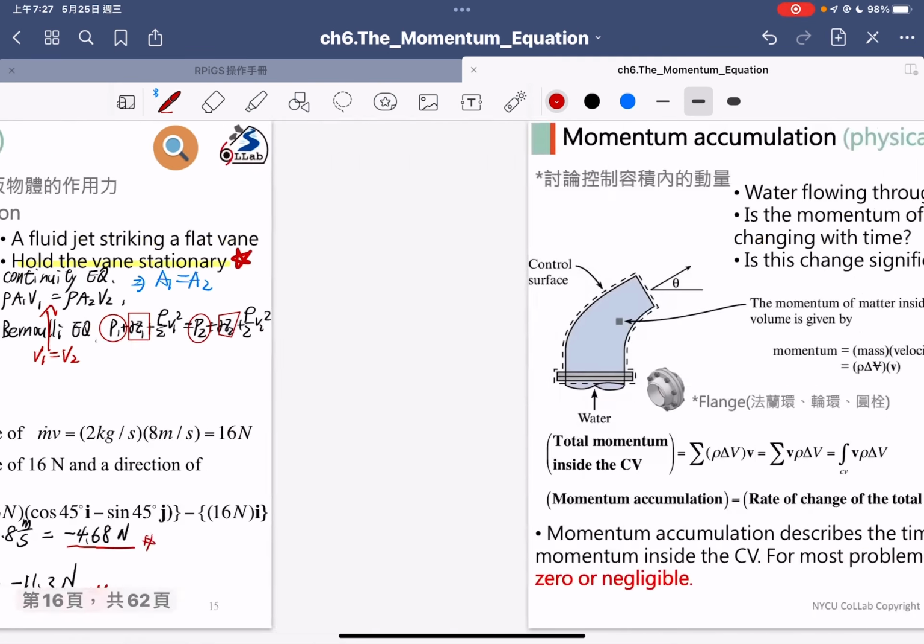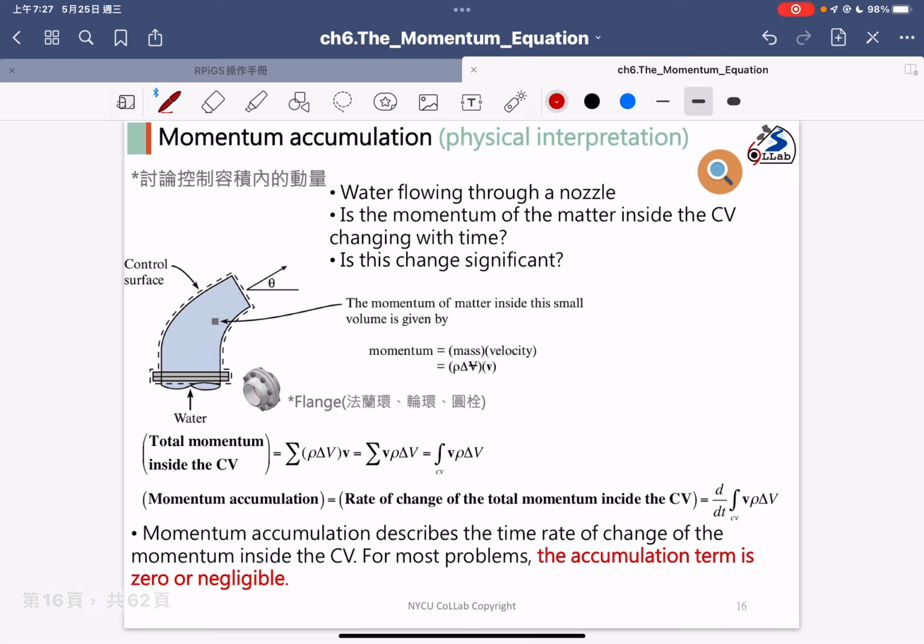Okay, the next slide we just introduced the momentum accumulation problems. As you can see, there are some questions listed here. The first one: water flowing through the nozzle. Does the momentum of the matter inside the control volume change with time? If it changes, please answer whether this change is significant or not.